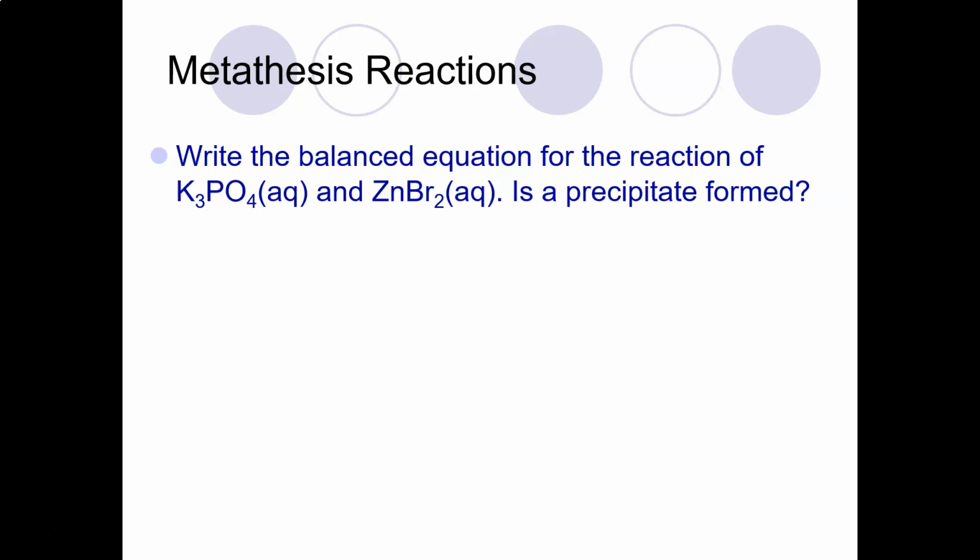Okay, so to go through this one together, potassium phosphate, K3PO4, is made up of potassium +1, so K+ ions, and PO4 3- ions. Zinc bromide is made up of zinc 2+ and Br- ions.